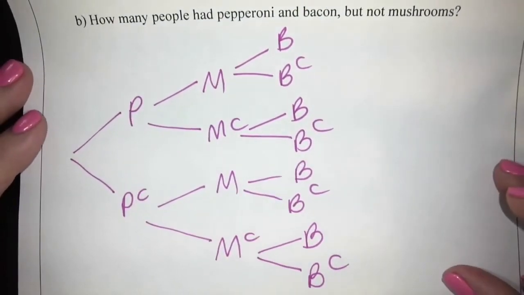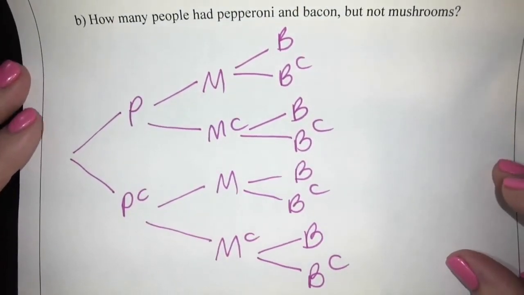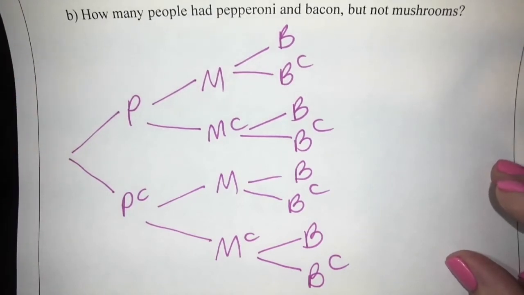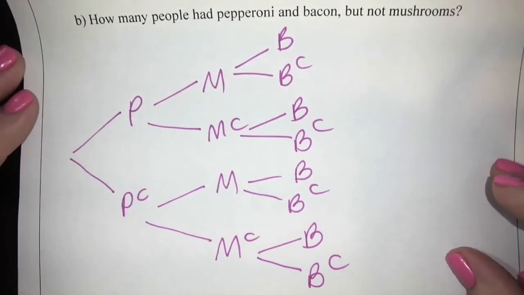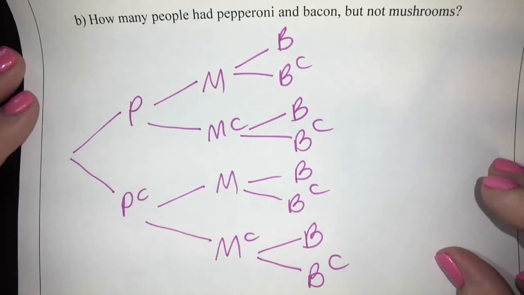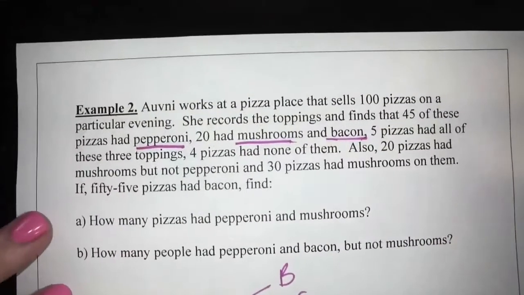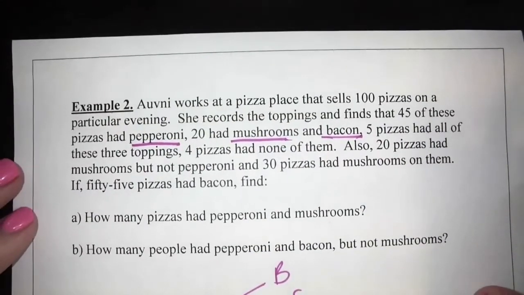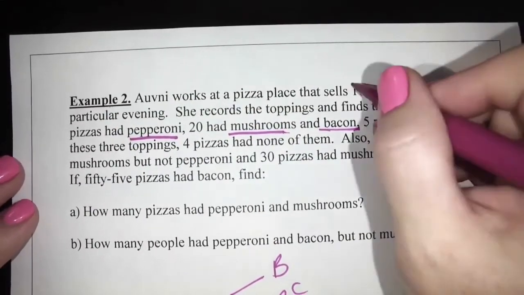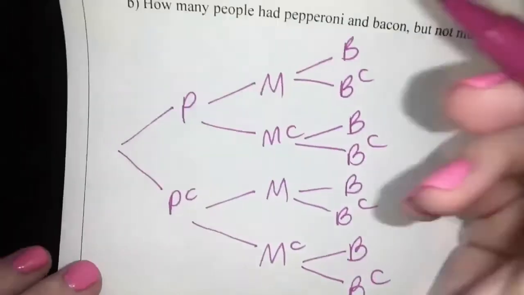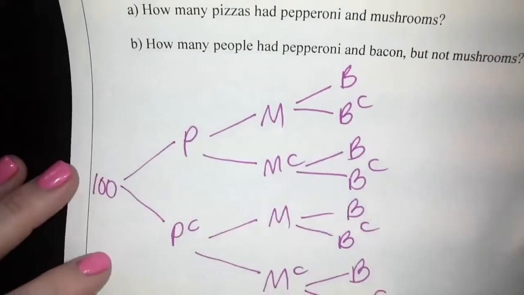So that would be what our tree looks like. And sometimes on the exam, they'll give you the tree drawn and you'll just fill in the numbers. So it depends on the exam question. And it depends whether it's a multiple choice or a long answer question. So it says, Avni works at a pizza place that sells 100 pizzas on a particular evening. So the 100 I would put out in front here because that's our total.